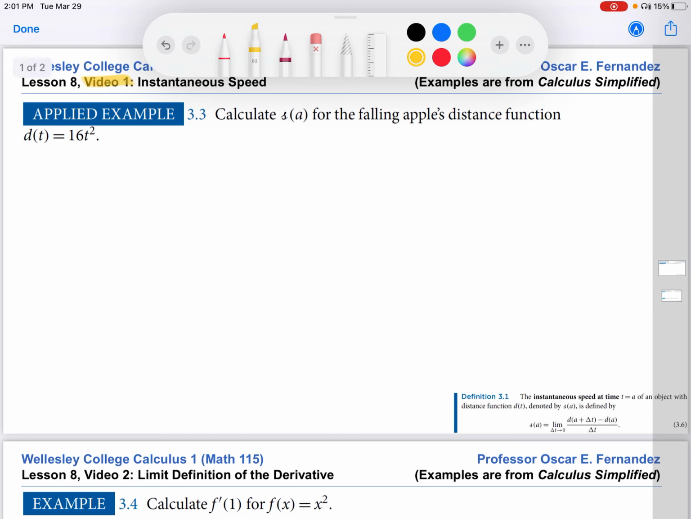We're talking here about video 1 in lesson 8. This is the topic of instantaneous speed. So I'm going to go through this applied example 3.3 from Calculus Simplified.